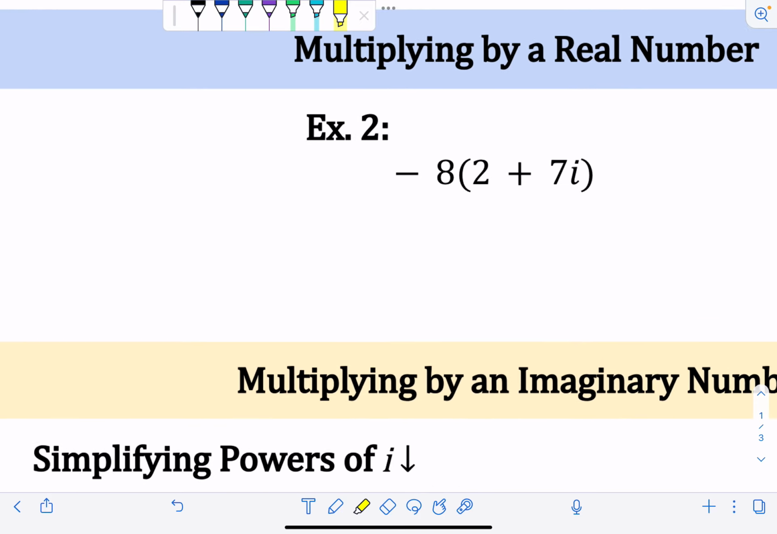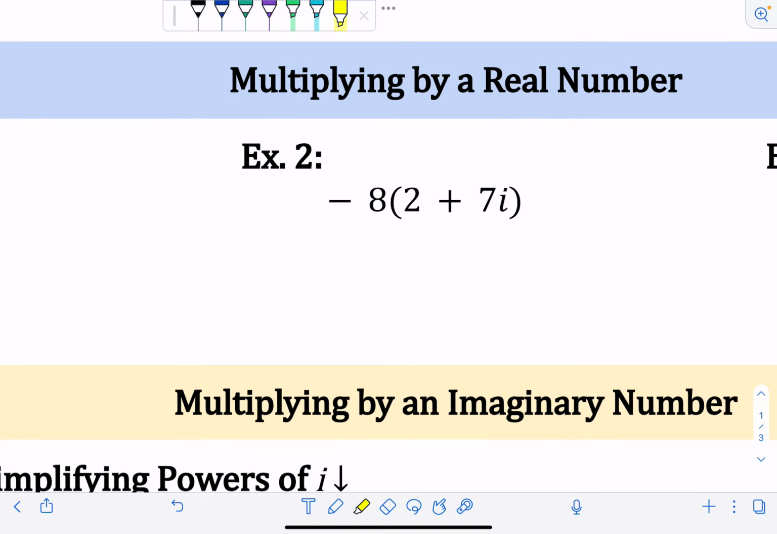Okay, and then example 2. Negative 8 times 2 plus 7i. So go ahead and distribute. We have to distribute the negative both times with the 8, so we're distributing the whole thing. So negative 8 times 2, negative times the positive is negative, so it'd be negative 16. And then negative 8 again times 7i, so we're multiplying negative 8 times 7 basically, which is negative 56, and then the i just tags along. So negative 16 minus 56i.